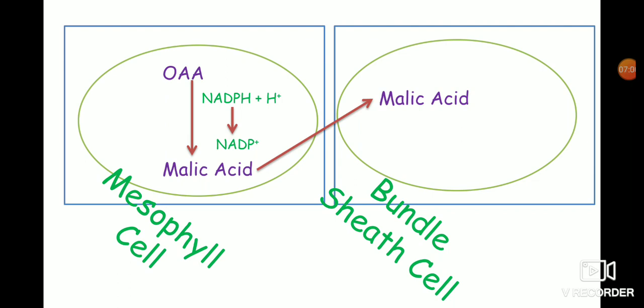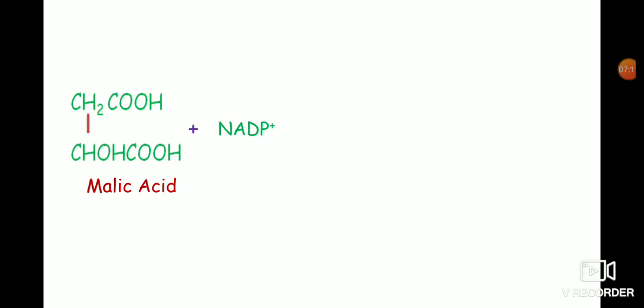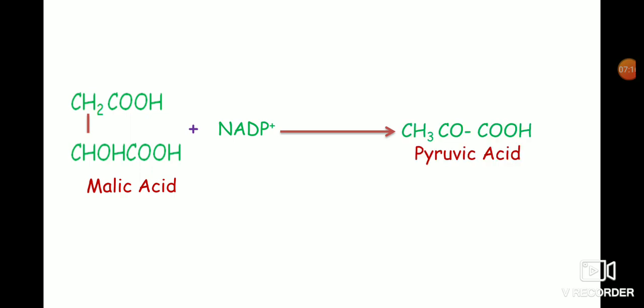That is, the malic acid formed in the mesophyll moves into the bundle sheath chloroplast, and there in the presence of NADP plus, malic acid undergoes oxidative decarboxylation to form pyruvic acid and carbon dioxide, and also forms NADPH2. So the malic enzyme catalyzes the reaction. Malic acid acts as a carrier of both carbon dioxide as well as the reducing power NADPH2.